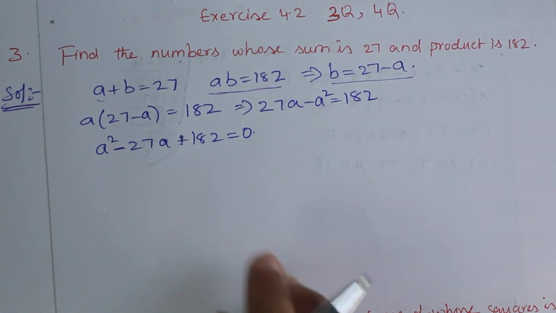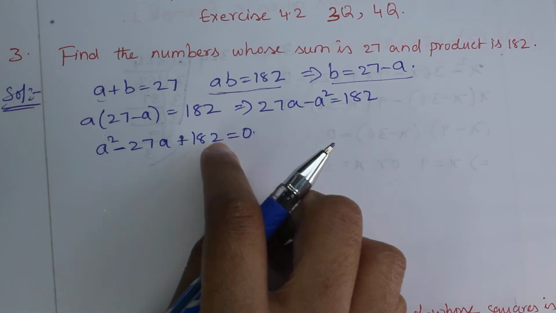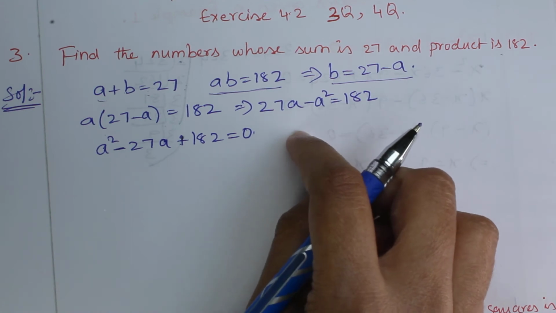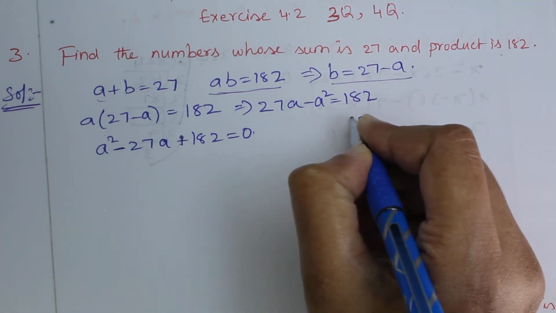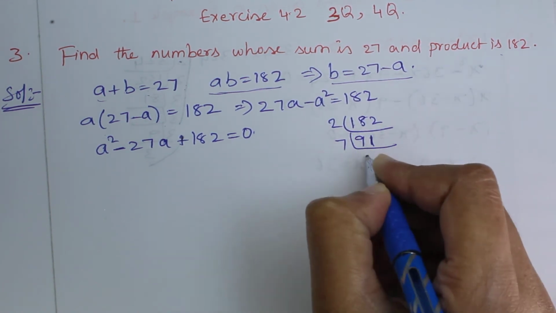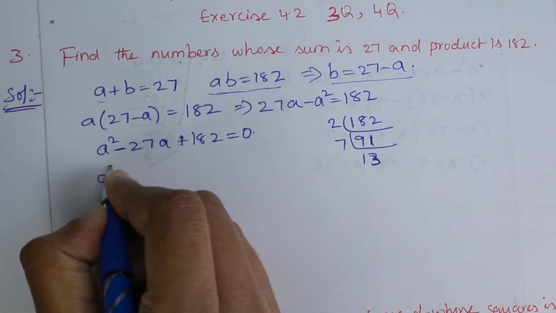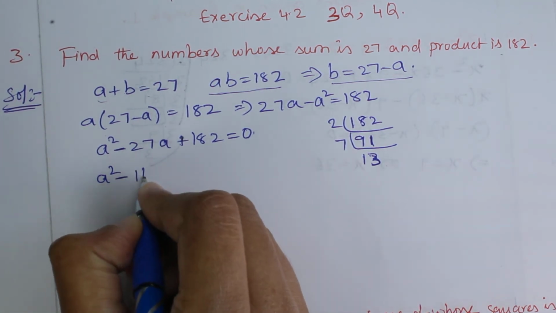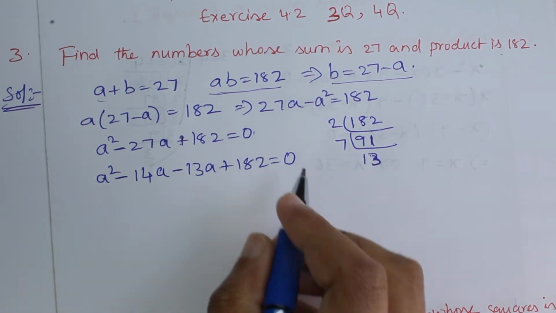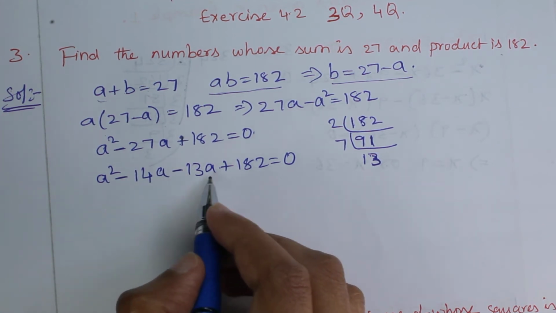Now I have to split minus 27 into the factors of 182. So here the coefficient of a square is 1. Here the constant term is 182. So 182 into 1 is 182. So let's take the factors of 182: 2 9s are 18, 2 1s are 2, 7 13s are 91. So 7 2s are 14 and 13. So a square minus 14a minus 13a plus 182 is equal to 0. So I have split 27 as the sum of 14 and 13.